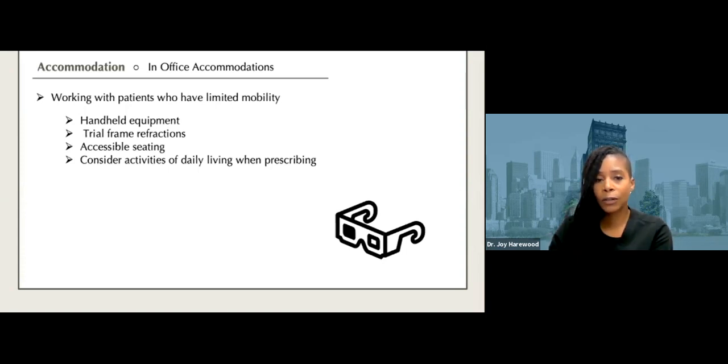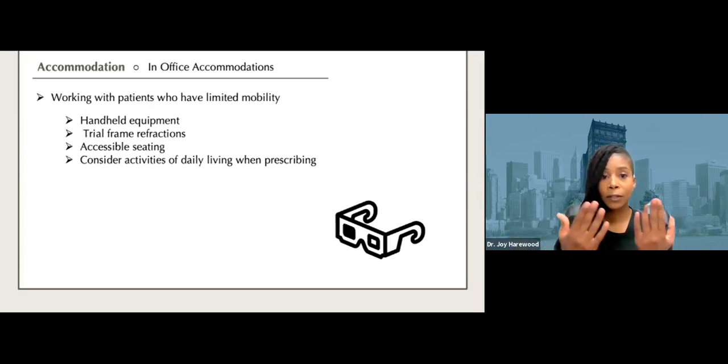Another thing to note when you're thinking about people who may be mobility impaired or wheelchair patients, think about what they'll be doing. Ask them what they're going to be doing in terms of their visual needs. Sometimes their visual needs are a little bit closer, so you may want to put an add in that's a little bit stronger so that they're able to access their environment in a way that's comfortable to them.